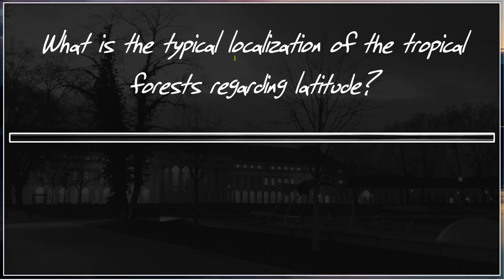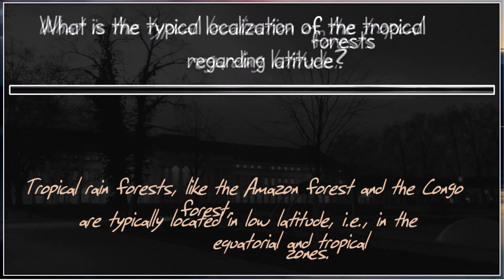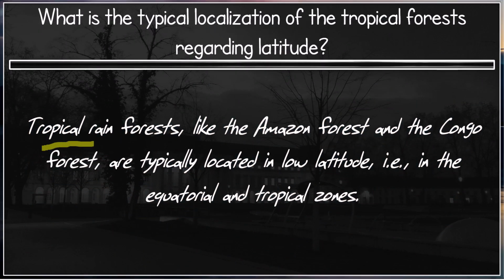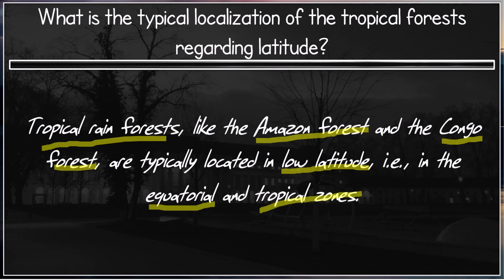What is the typical localization of the tropical forest regarding latitude? Tropical rainforests like the Amazon forest and Congo forests are typically located in lower latitude, that is, in the equatorial and tropical zones.